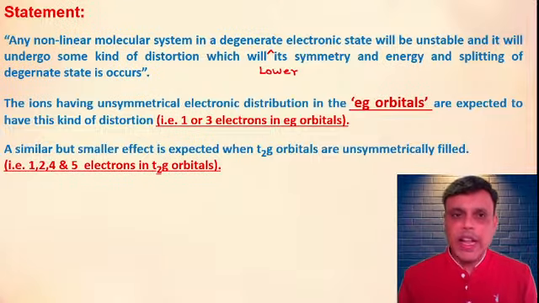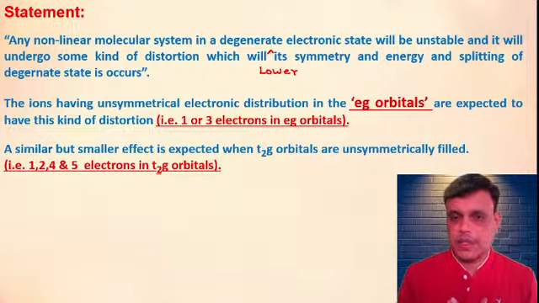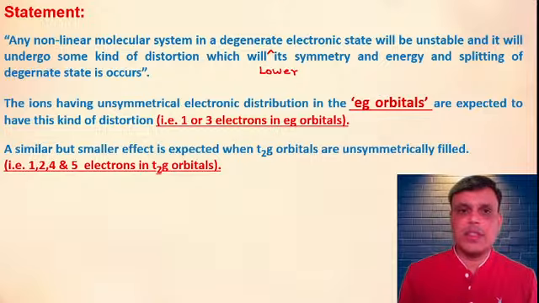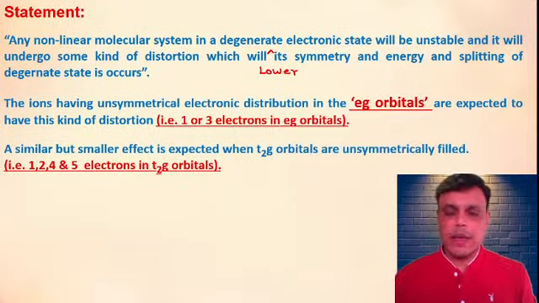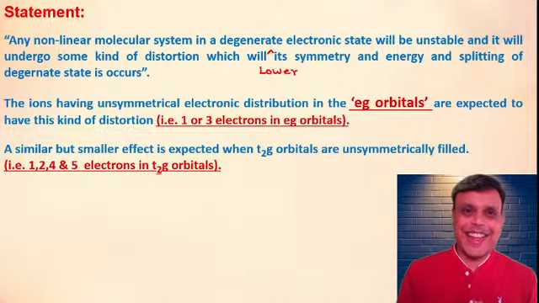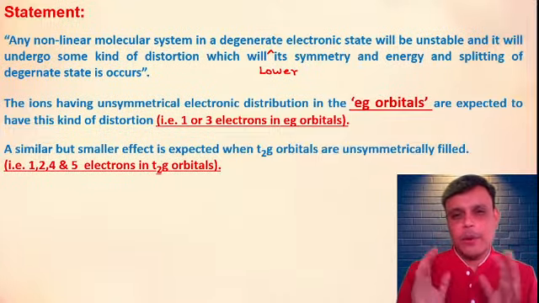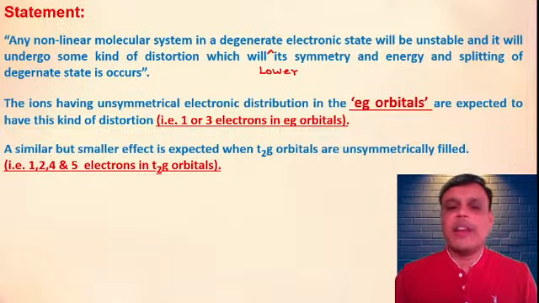Now my question is: why is the magnitude of Jahn-Teller distortion in unsymmetrical filling of Eg orbitals more as compared to the magnitude in T2g orbitals? Why is this so? Does anybody know why this happens? I know that you know this answer. You just have to use your brain. You have that knowledge. Just apply this knowledge in this case and you will get the answer.